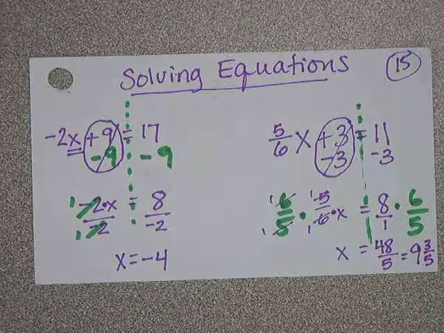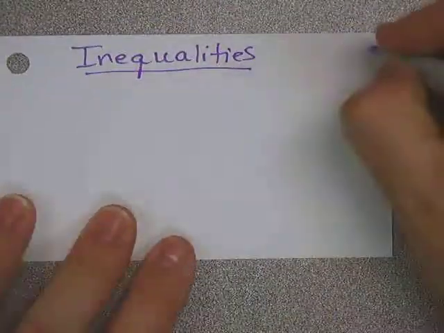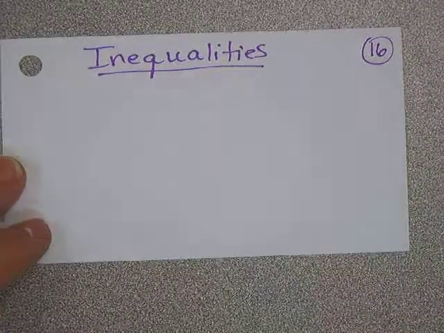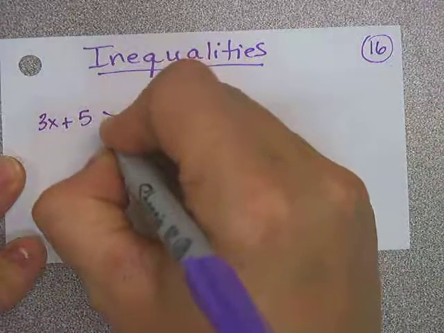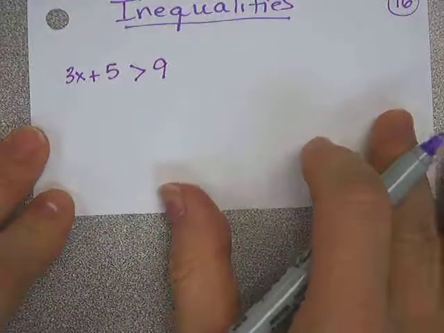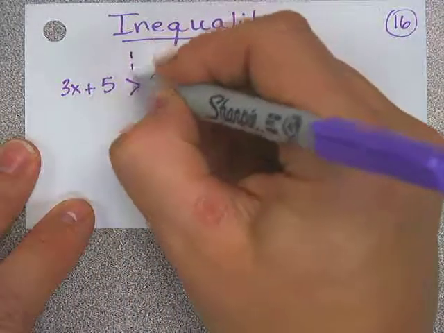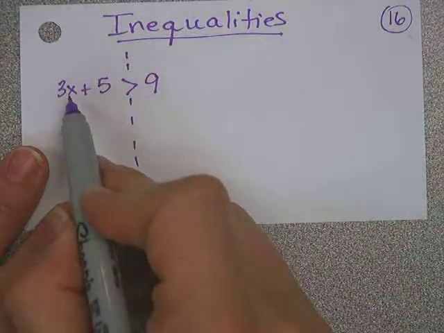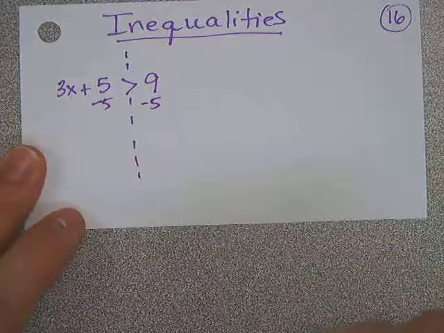If you need to pause the video and get any of this completed, please do that. And I'm going to go on. Okay, card number 16 is reviewing inequalities. Okay, so to solve inequalities, you do the same exact thing, except this time, instead of an equal sign, there is some sort of inequality symbol. So you treat that inequality symbol just like an equal sign.